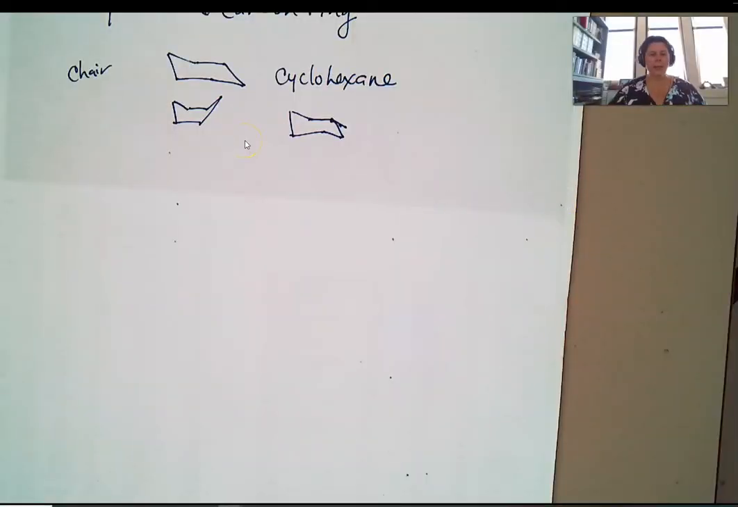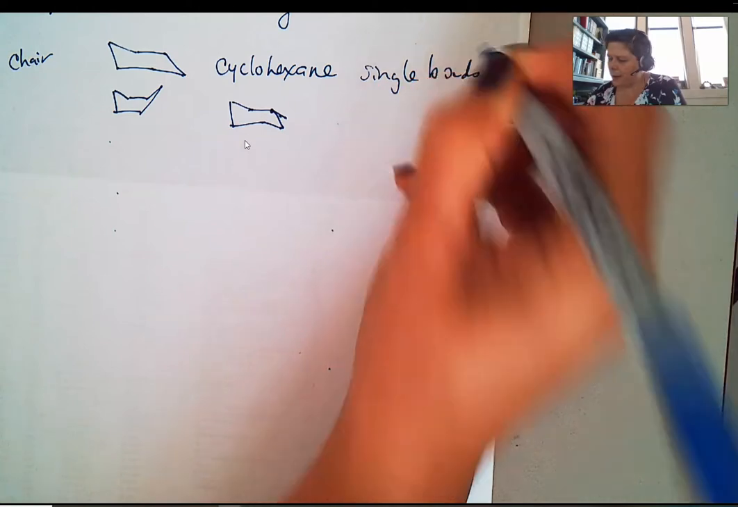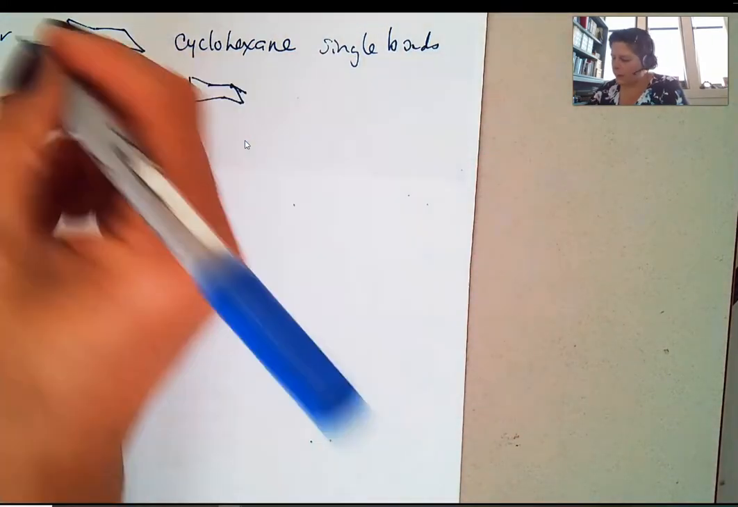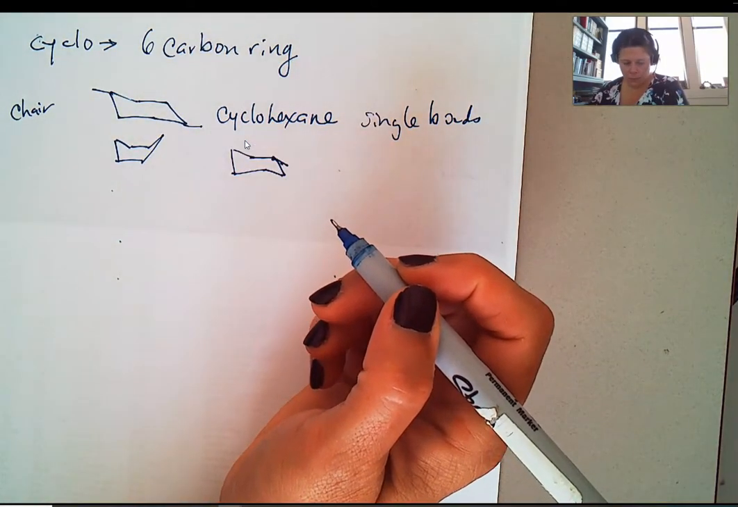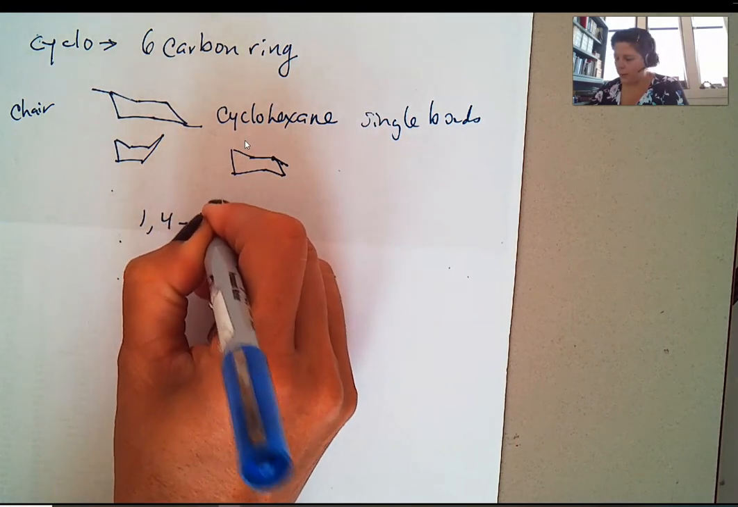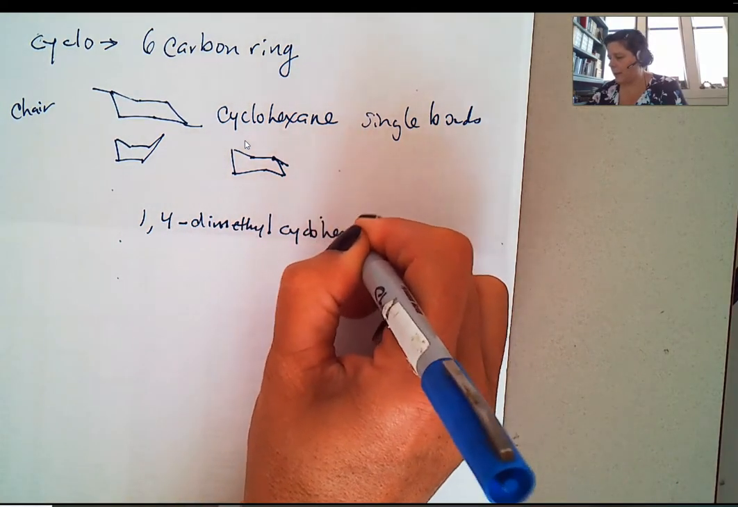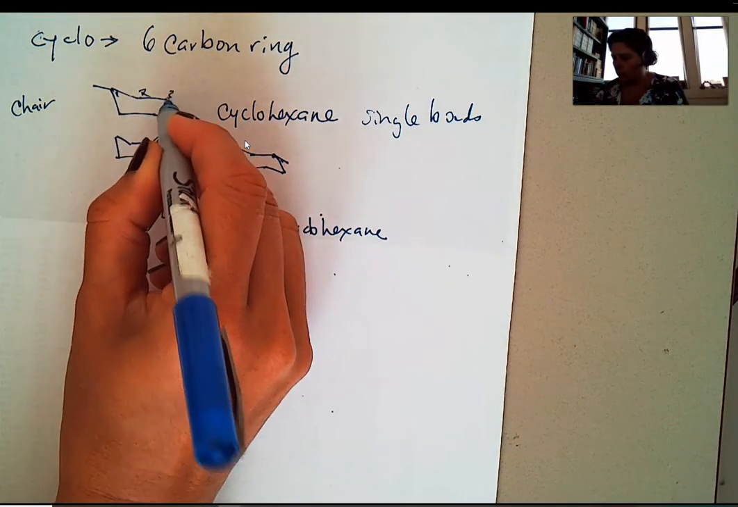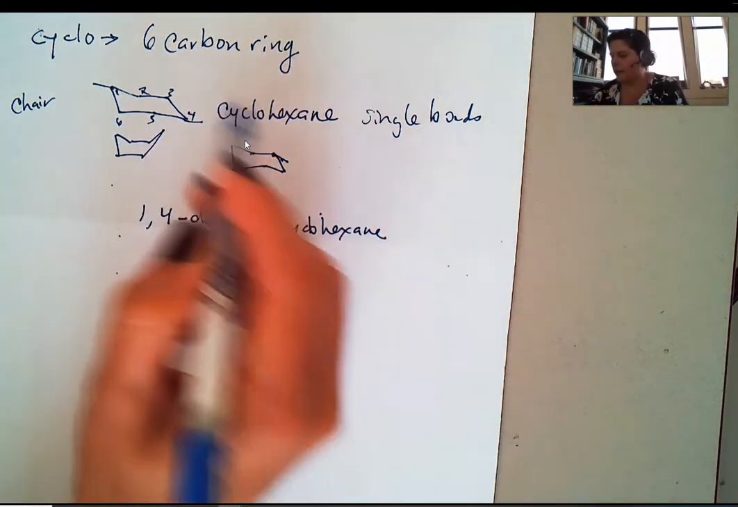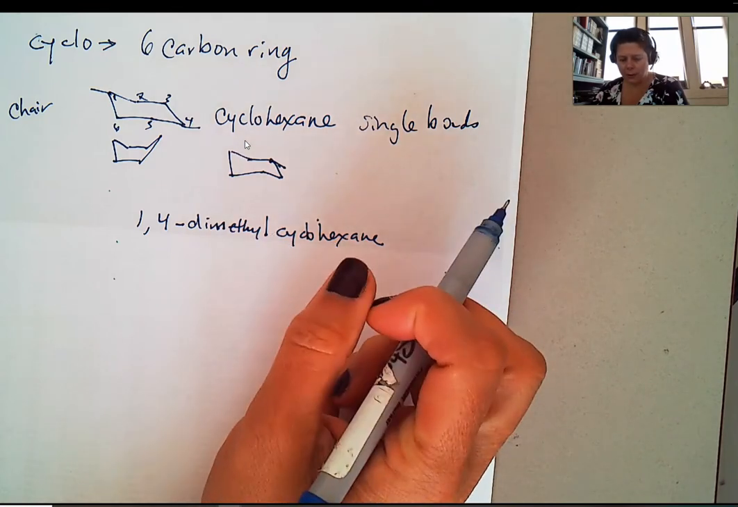Okay, so cyclohexane is where we have all single bonds inside of it. Now if we did this, and we drew this over here, and I drew this over here, what would that be? Well, that would be 1,4-dimethylcyclohexane. Because now I have a methyl group on the first and the fourth carbon: 1, 2, 3, 4, 5, 6. There are 2 methyl groups, so it's dimethylcyclohexane.